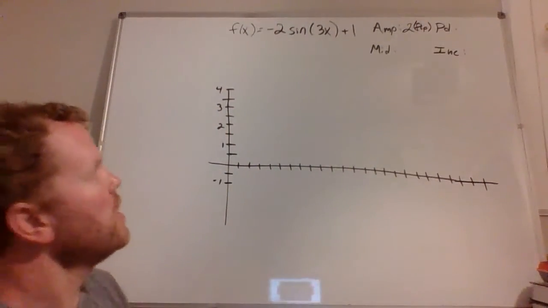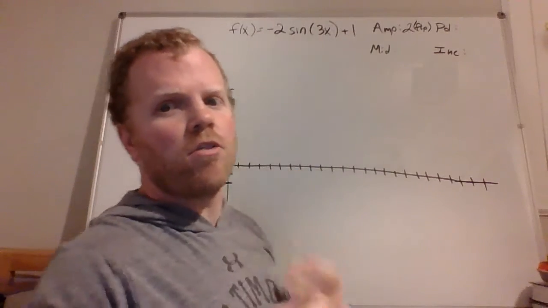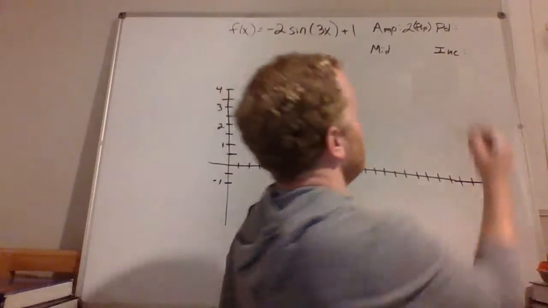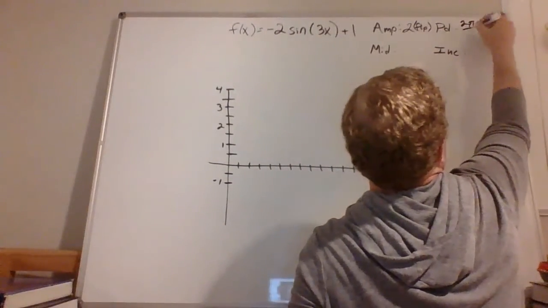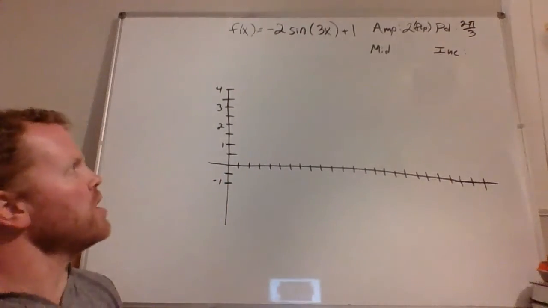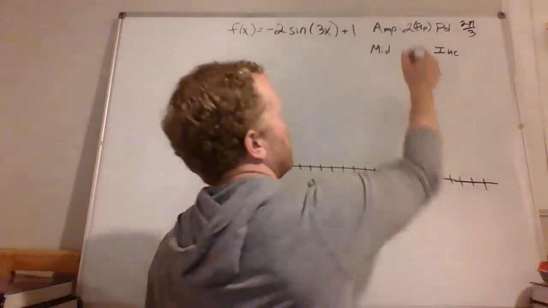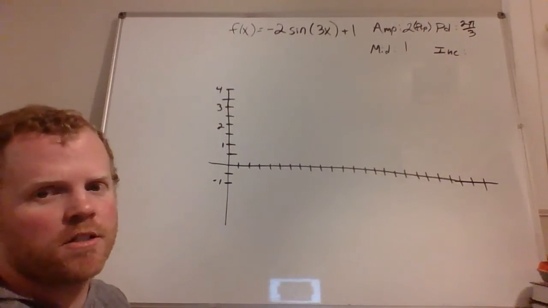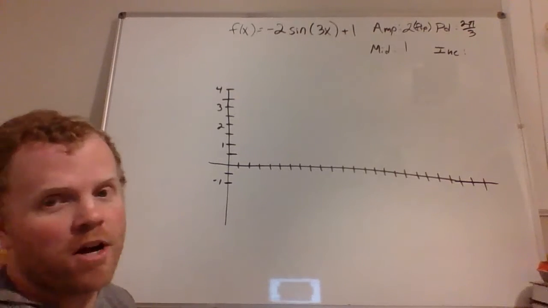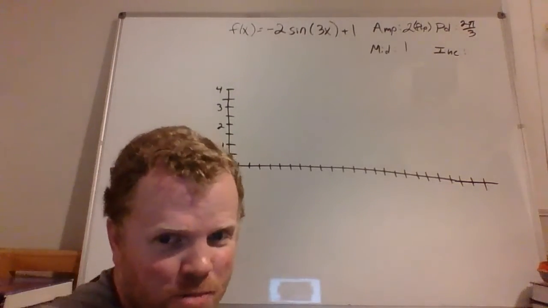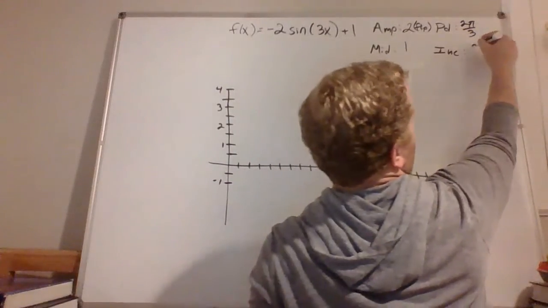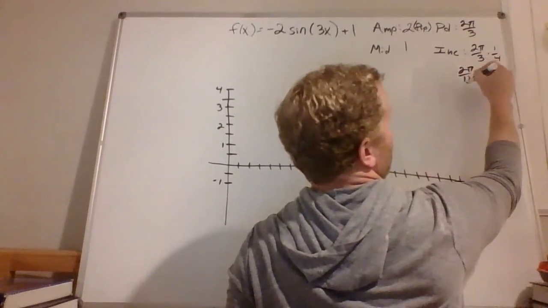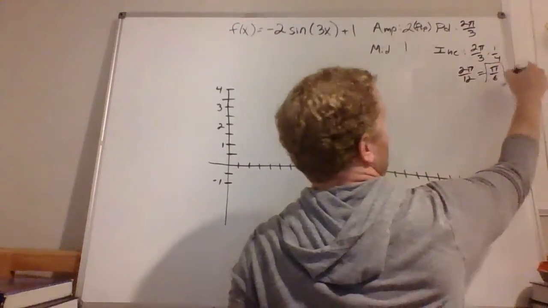Your period is 2 pi divided by 3. Normal period is 2 pi. That 3 makes the sine graph go 3 times faster, so it now can finish a cycle in 1/3 of the amount of time, aka 2 pi over 3. Your midline, that guy, 1. And your increment is your period divided by 4, and your period is 2 pi over 3. Dividing by 4 is the same thing as multiplying by a quarter, so I think it's actually easier to do 2 pi over 3 times a quarter, which is 2 pi over 12, or pi over 6.